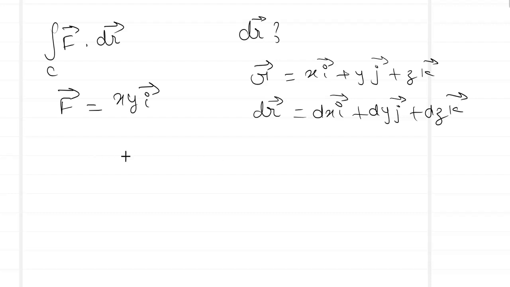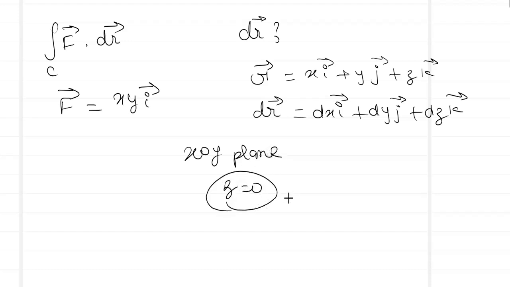Now, where is my f vector dot dr vector drawn? On the xy plane. On the xy plane, what happens? My z is equal to 0. If z is equal to 0, what can you say about dz? dz will also be 0. So this portion will go off, and you will be left with just dx i plus dy j.